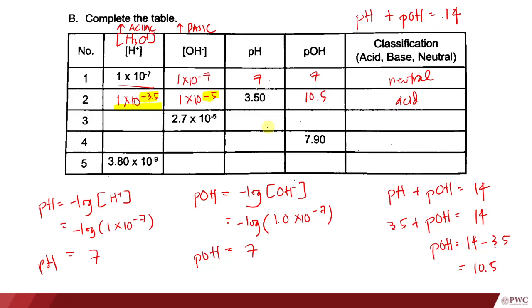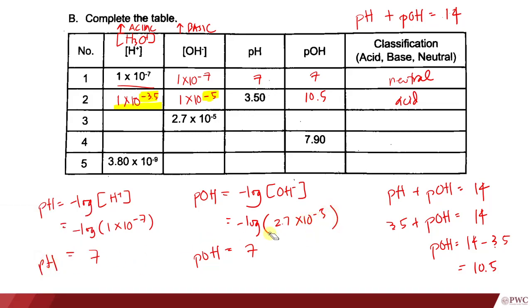Let's proceed to the next one. The given is the OH minus concentration. So from this one, we can determine first the pOH. Again, the pOH is equal to the negative log of the OH minus concentration. Here, the OH minus concentration is given. That's equal to 2.7 times 10 to the power of negative 5.